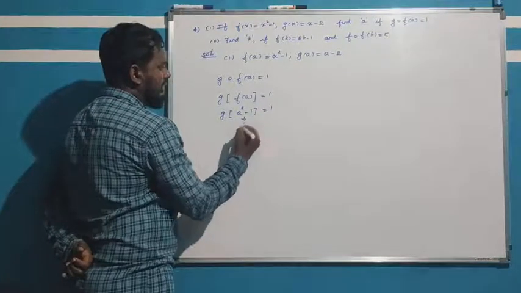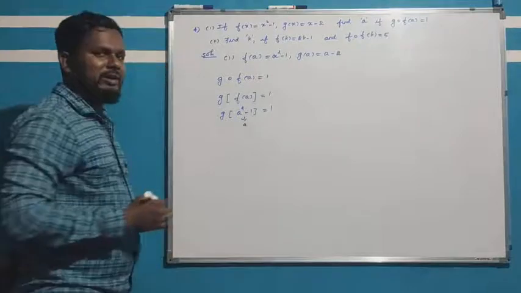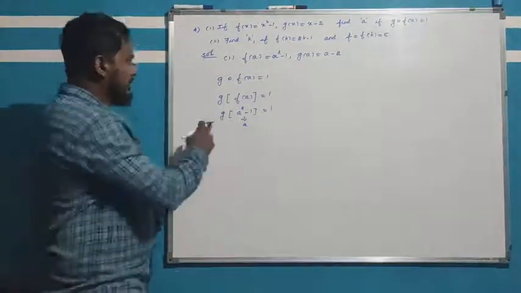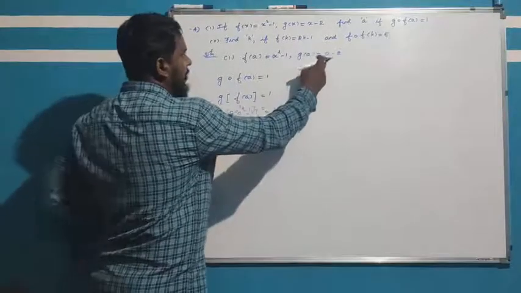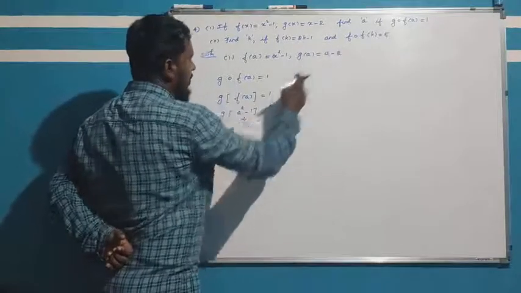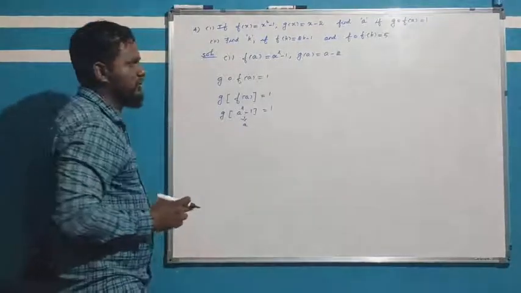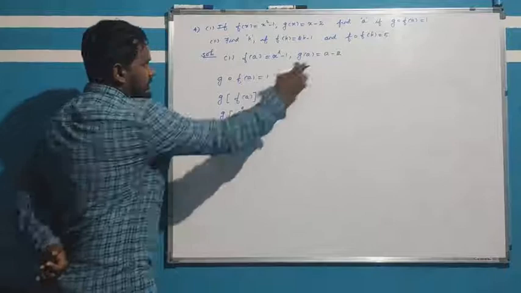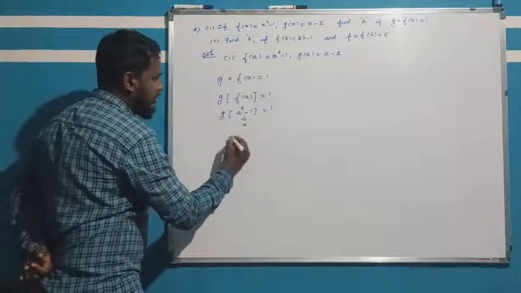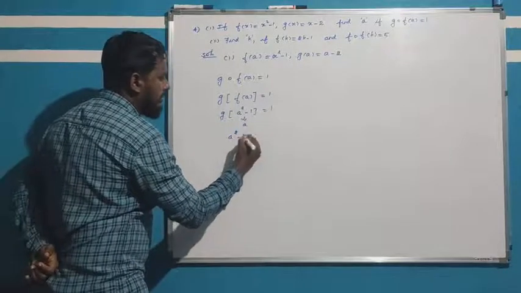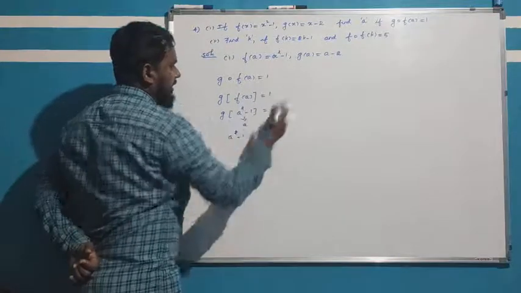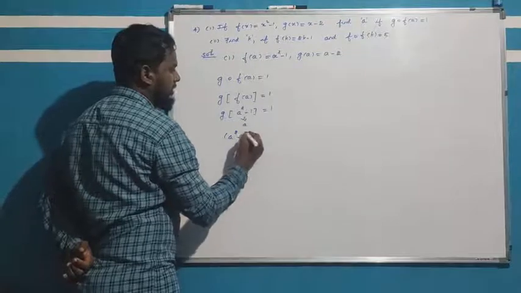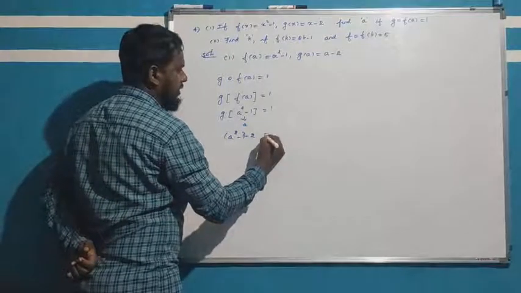In this, what value do we consider? We consider this a value inside. Outside, that g means g of a. So you have to consider g of a. What is g of a? a minus 2. So in place of a you have to substitute a square minus 1. Now, in place of a we are substituting a square minus 1, giving a square minus 1 minus 2, which is equal to 1.